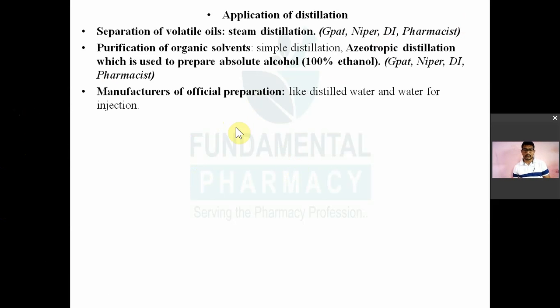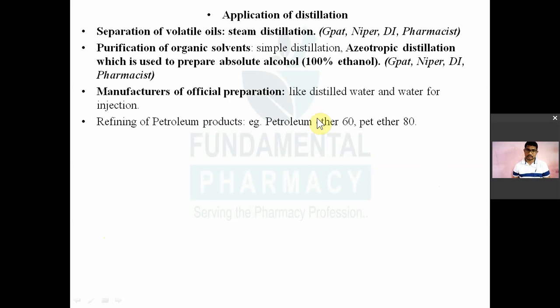So there are preparations like distilled water IP, water for injection IP, water for injection BP, aromatic spirit of ammonia. Different official preparations are there, which are mentioned in the Indian Pharmacopoeia as well as other pharmacopoeias. So to manufacture those official preparations, you need distillation. Using distillation, distilled water is prepared, water for injection is prepared. So that was the third application.